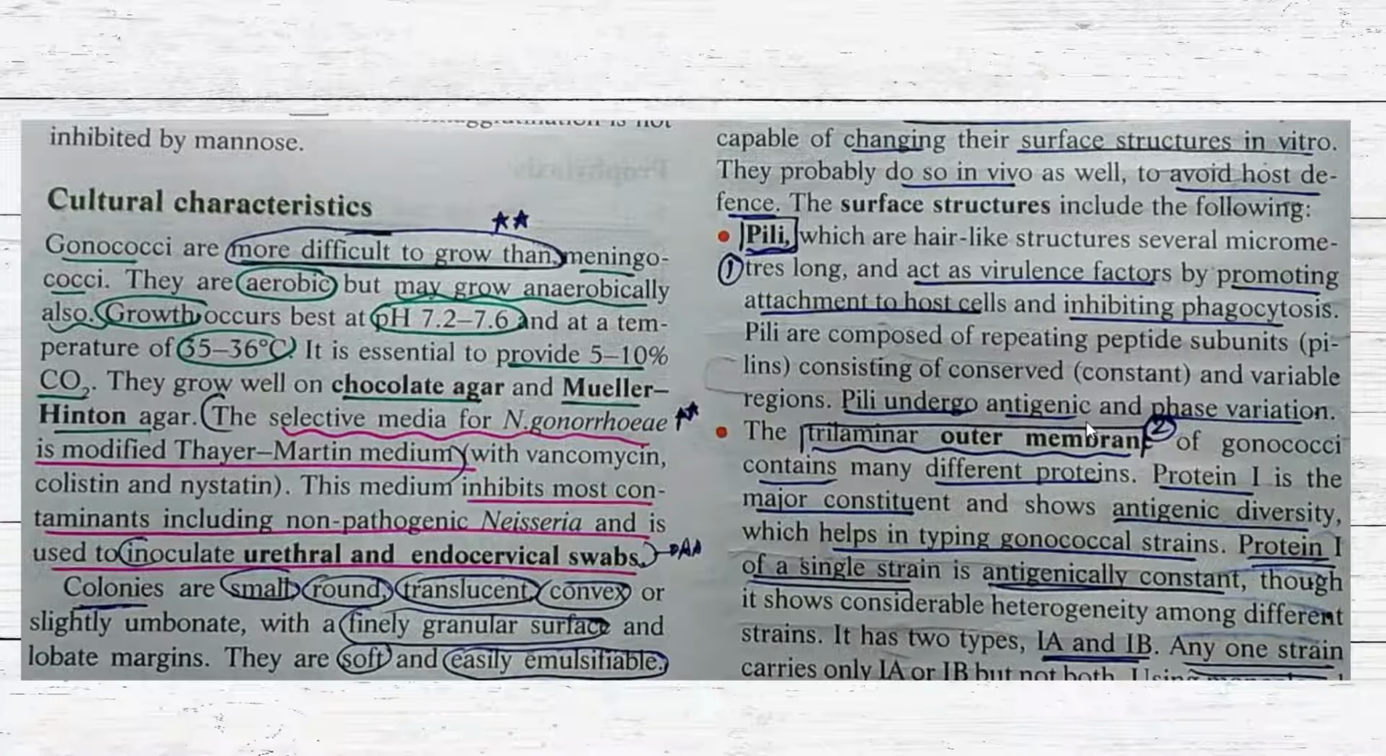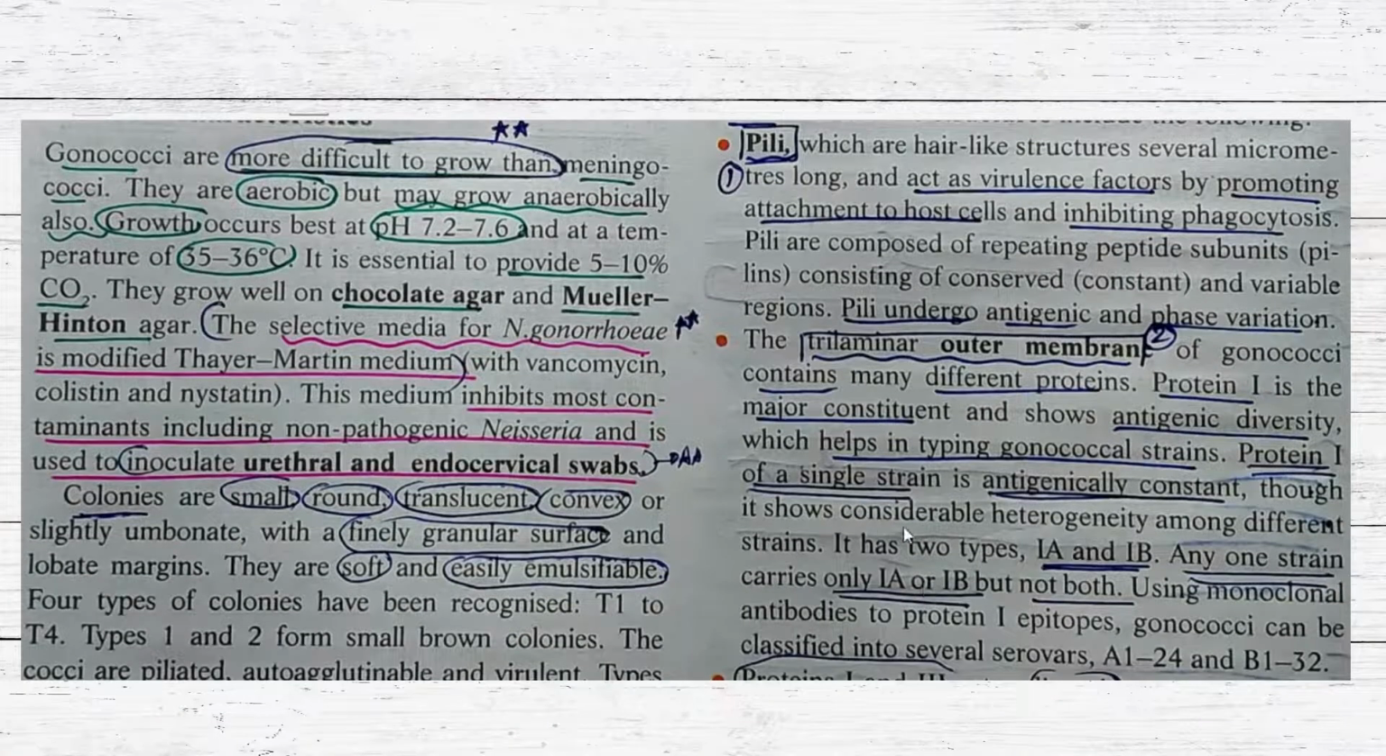Now let's speak about these proteins. You have different types of proteins. There is protein 1, there is protein 2, there is protein 3. Protein 1 is a major constituent and it shows antigenic diversity, which helps in typing gonococcal strains. In every different type of gonococcal strain, protein 1 will have different antigenic diversity. Suppose there is one gonococcal strain; for that particular strain, protein 1 is going to be antigenically constant, meaning it's going to be of the same type. But it shows considerable heterogeneity among different strains. Among different strains, protein 1 is different.